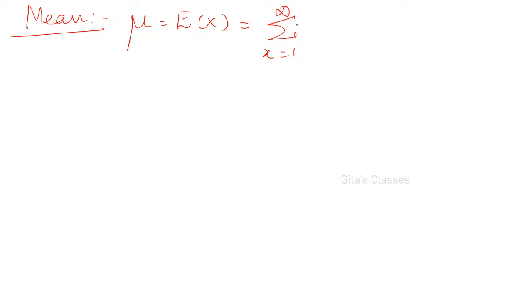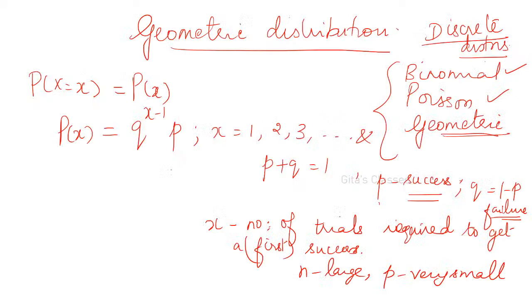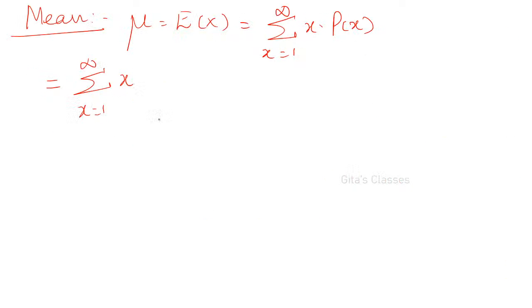X into p of x, right? Because you have E of x. So E of x is x into p of x. That is equal to sigma x varies from 1 to infinity, x into, what is p of x? Just now we have seen it is p into q power x minus 1. That is x minus 1 failures and the first success is p. Now this p is independent of x, right? So I can take it outside.